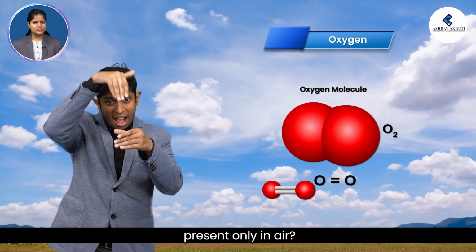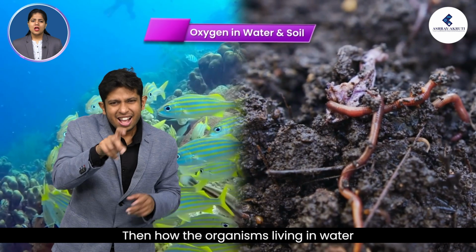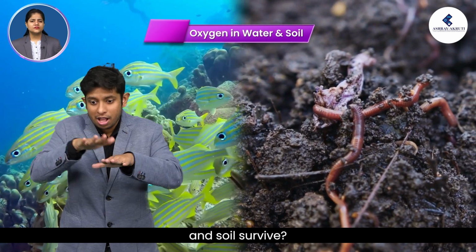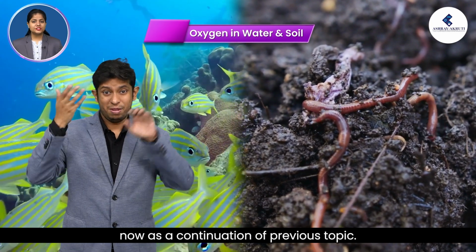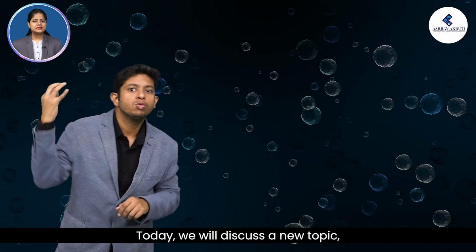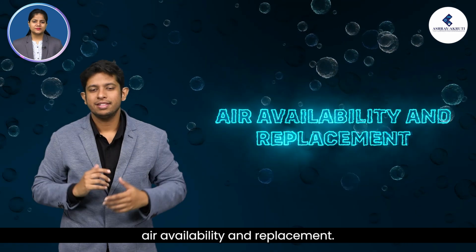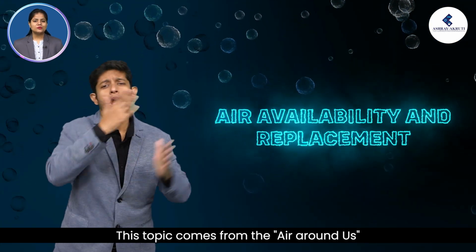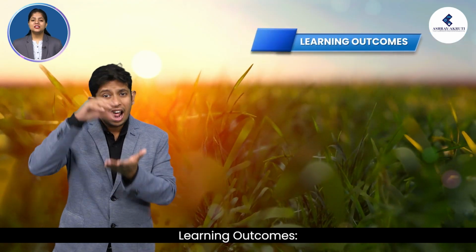Oxygen is crucial because it supports burning and is essential for living organisms. Is oxygen present only in air? Then, how do the organisms living in water and soil survive? Now, as a continuation of the previous topic, today we will discuss a new topic, air availability and replacement. This topic comes from the lesson The Air Around Us in class 6 science.